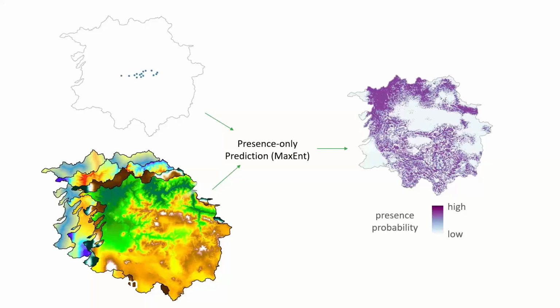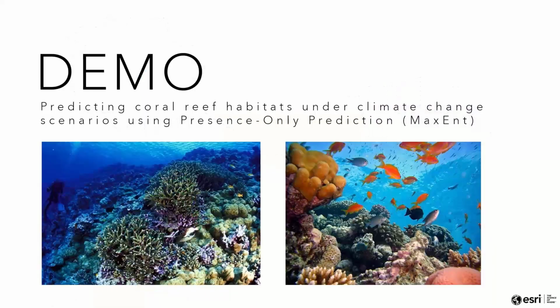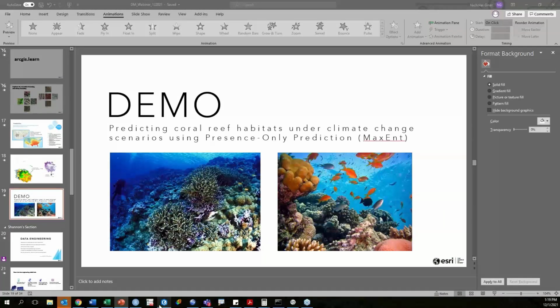So behind the scenes, this tool uses the popular Maxent algorithm, which is widely used in species distribution modeling and habitat suitability analysis. So for the last demo here, I want to show Maxent in the context of predicting coral reef habitats under different climate change scenarios. So we'll head back to Pro one more time.